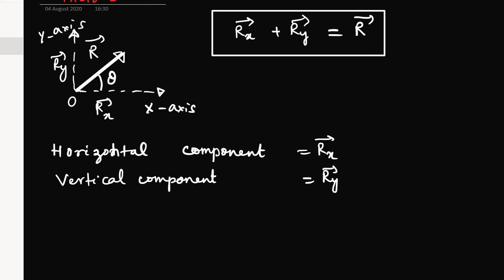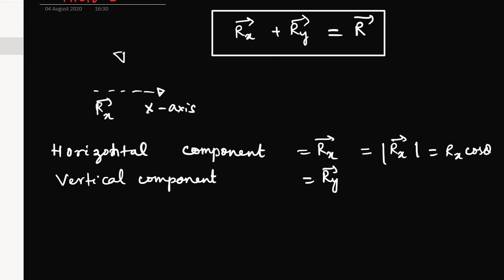So if that's so, what would be the magnitude of Rx? This is R cos theta. Why cos theta? Again you will be asking why cos theta only. If I drop down a perpendicular, let me draw this picture on a bigger scale so that you will be able to understand and there will be no dilemma about it. Okay, so I will draw it.